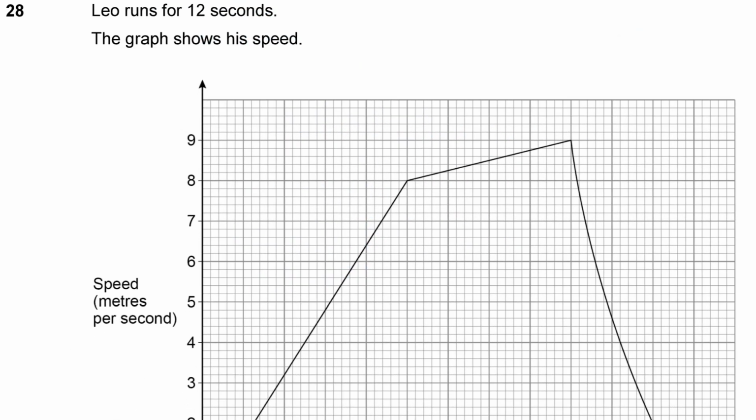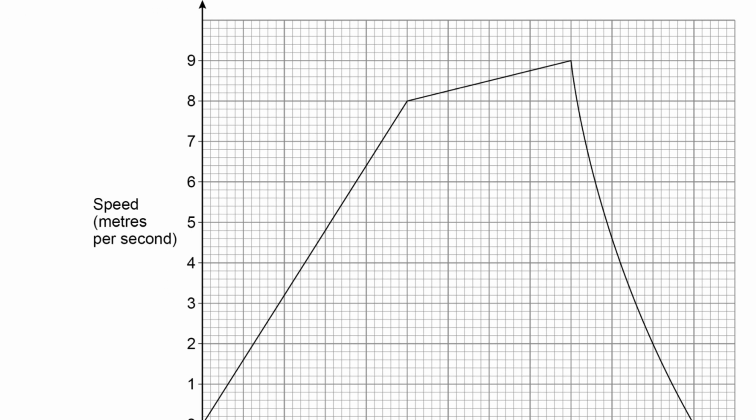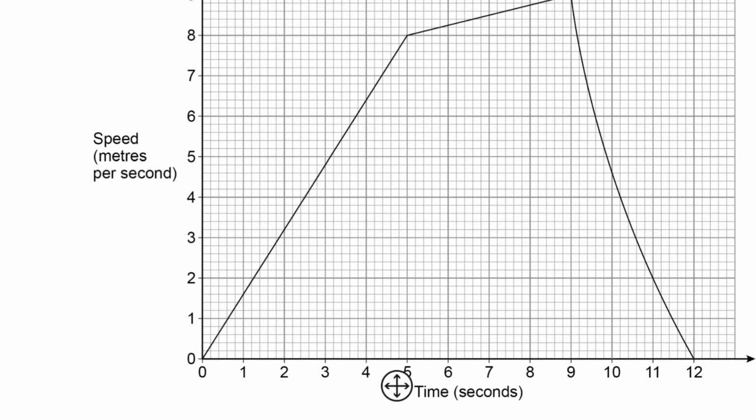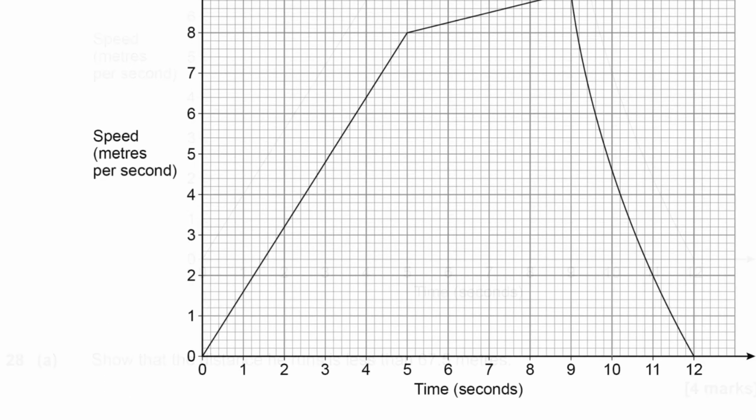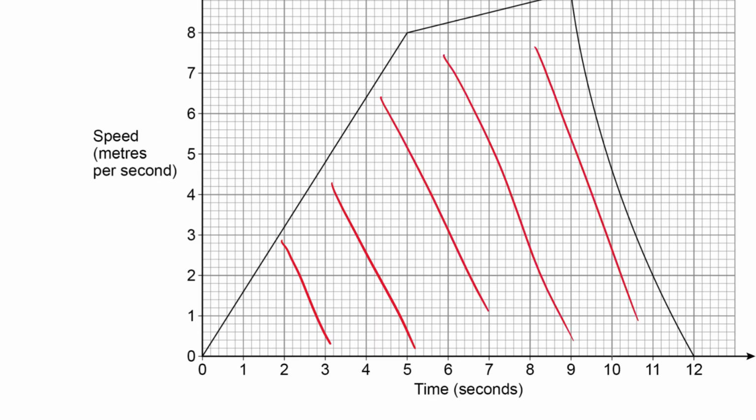Question 28. Leo runs for 12 seconds. The graph shows his speed. So up the side we've got speed in meters per second, and along the bottom we've got time. So this is a speed time graph. Show that the distance he runs is less than 67.5 meters. Now, distance traveled is the same thing as the area under a speed time graph. So we need to find this area here.